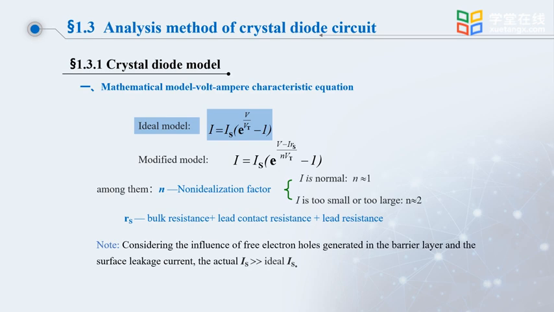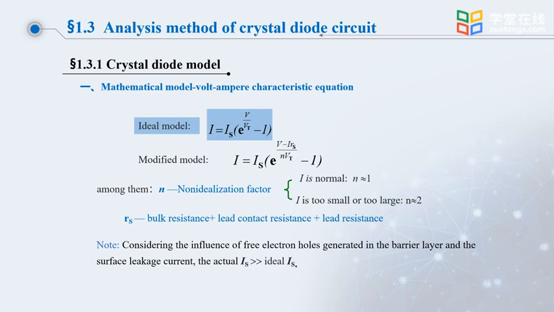The first is the mathematical model. When we explained the p-n junction volt-ampere characteristics before, we already know that the current and voltage of the diode can be described by the exponential formula. This is the ideal model. In the actual calculation, this formula needs to be revised.